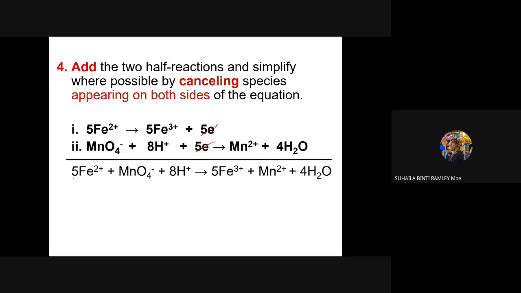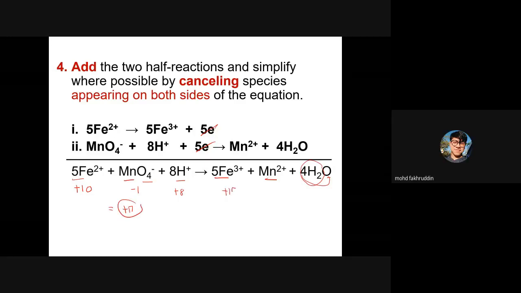Okay, double check. Fe 5 mol, ini pun 5 mol Fe, 1 Mn, 1 Mn, 4 oxygen, 4 oxygen. So 8 hydrogen, so this one 8 hydrogen. Okay, balance 4 element. So for charge, this one is positive 10. This one is negative 1. This one is positive 8. So overall here, left hand side, positive 17. Okay, so here positive 15.